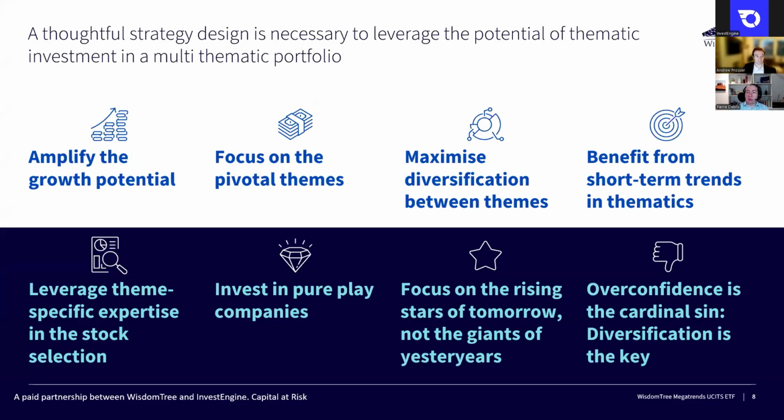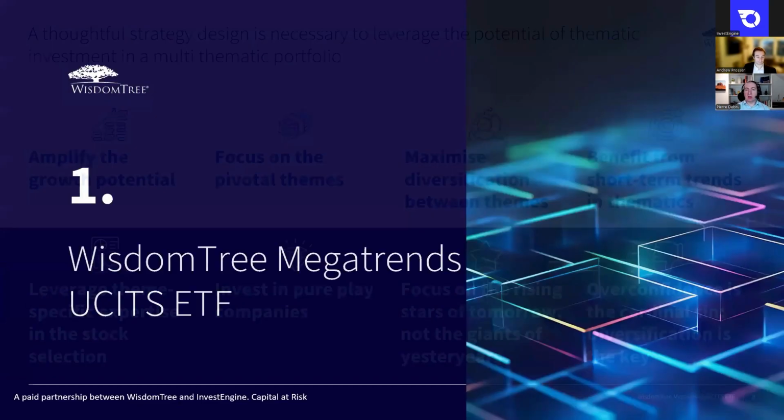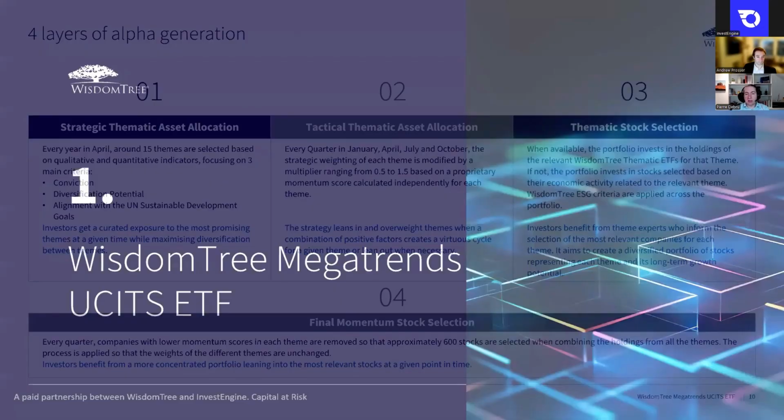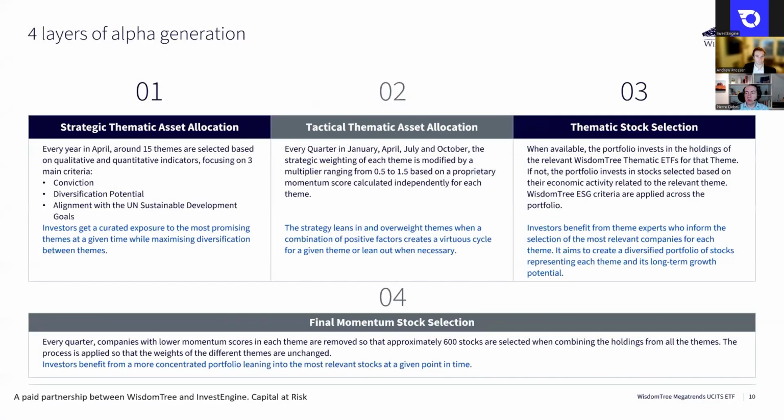So if we move to the next slide, or to the slide after that, we can see the exact steps that we use to build the portfolio of our WisdomTree Megatrend UCITS ETF. And you can see here there are 3 main steps which we think create value at each step.